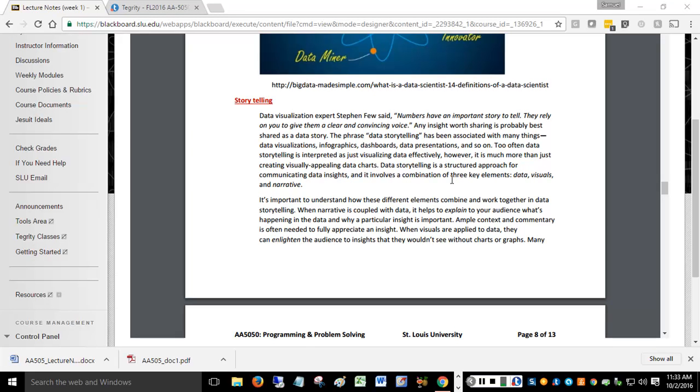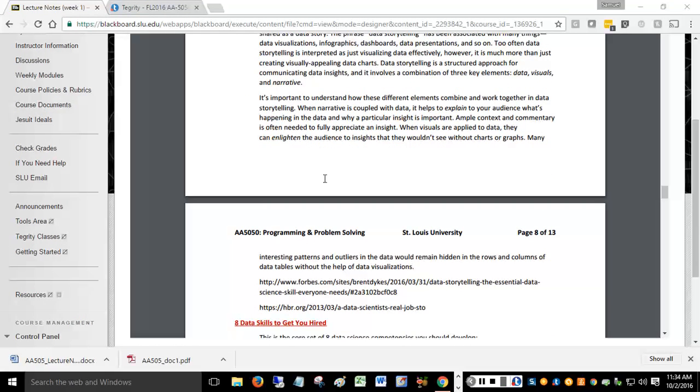So data storytelling is a structured approach for communicating data insights. It involves a combination of these elements: data, visualizations, and the narrative. It's important to understand how these elements combine together. The whole purpose here is that you're going to bring all this data together and analyze it. Then once you've analyzed it, keeping in mind the business need, the business objective, you have to convince your user community that here's the most important output from the data. You have to tell that story, and the use of graphics is extremely important for this.